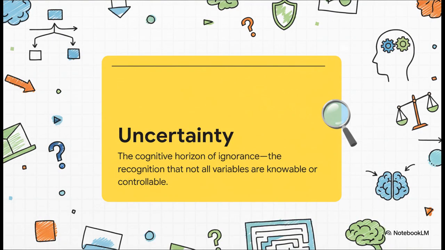And right alongside bias, you've got its partner, uncertainty. This isn't a failure on your part. It's just a fundamental condition of life. The world is ridiculously complex.